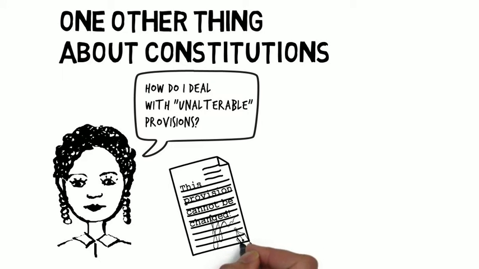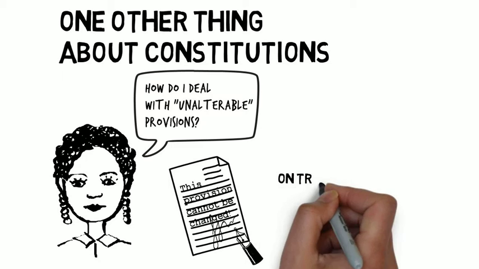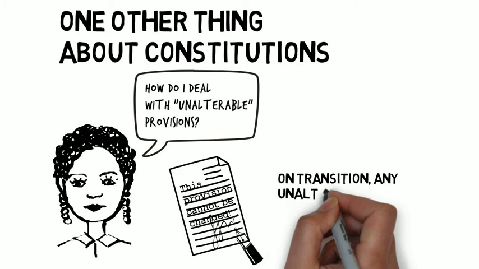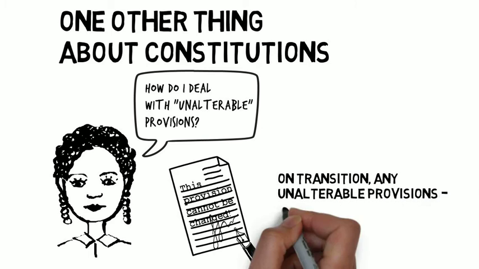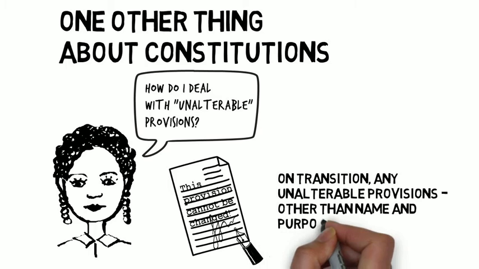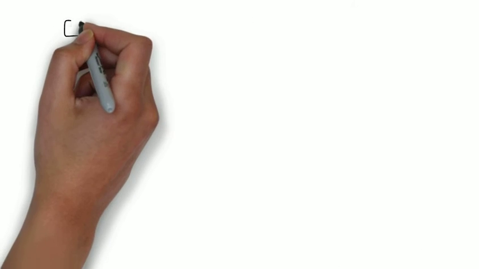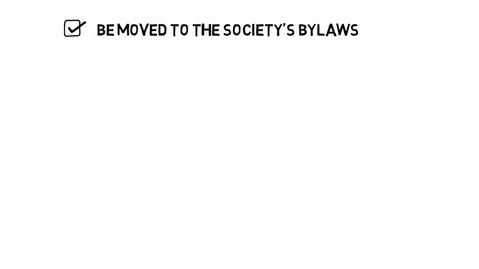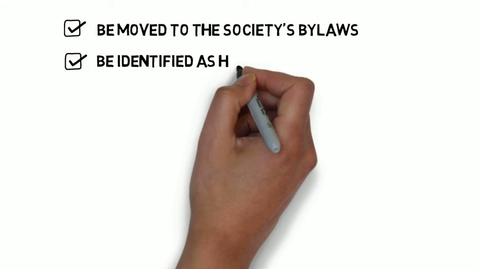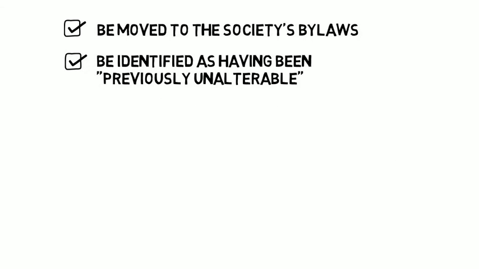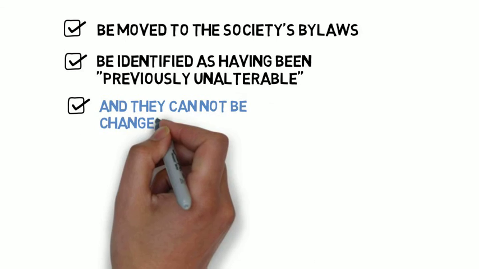Or a society may have added an unalterable provision to their constitution at the request of a funder, for example, a provision dealing with disposition of the society's assets on dissolution. On transition, any unalterable provisions in a society's constitution, other than the name or purposes of the society, must be moved to the society's bylaws and must be identified as having been previously unalterable. And this next part is really important. They cannot be changed on transition.